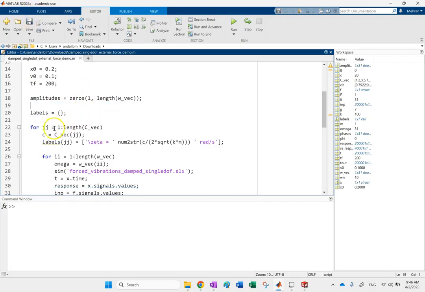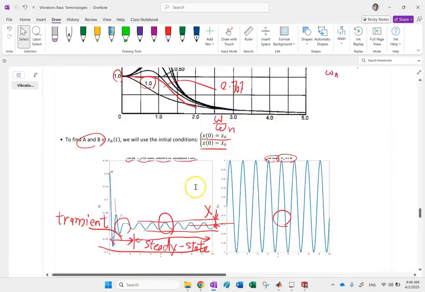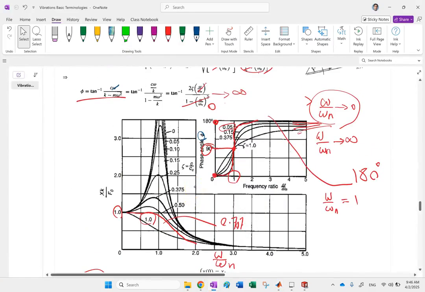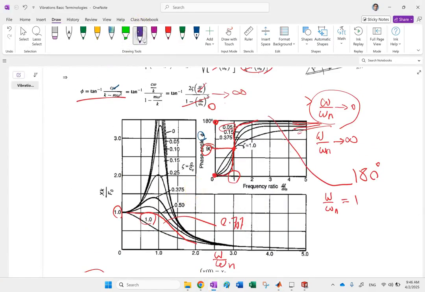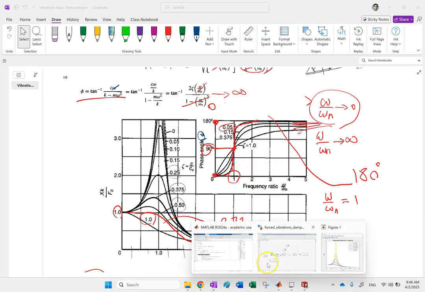Then I use nested for loops. One of them goes from one zeta value to another, and then inside, for each zeta, I go over all of the frequency values, because my goal is to generate basically this plot here. When you generate this plot, you need tons of data. You need a lot of frequencies, and each one of them has to be repeated for each zeta. So you need 2 nested for loops to get this simulation done. And that is exactly what I did over here.